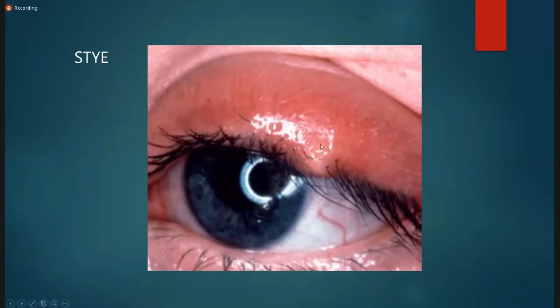This is stye. What is stye? Acute infection of the hair follicle is known as stye. Acute infection of the hair follicle and associated glands. It is a painful condition. So you have to give antibiotics, oral antibiotics also in this case, and you have to remove the hair follicle through which the pus drains.